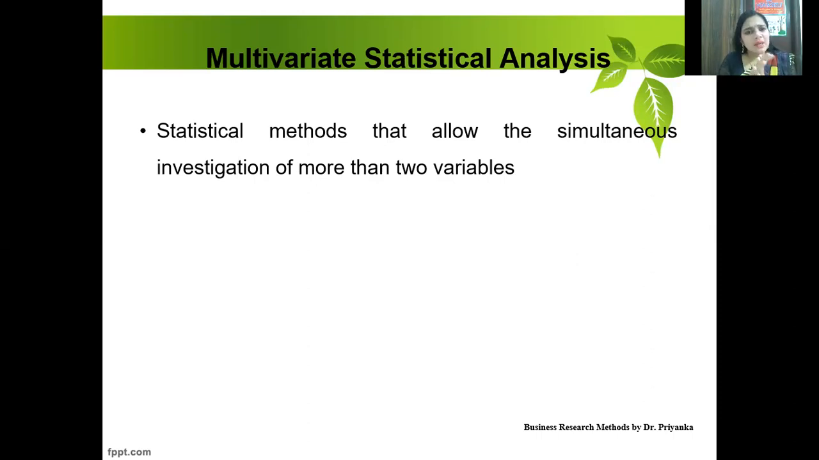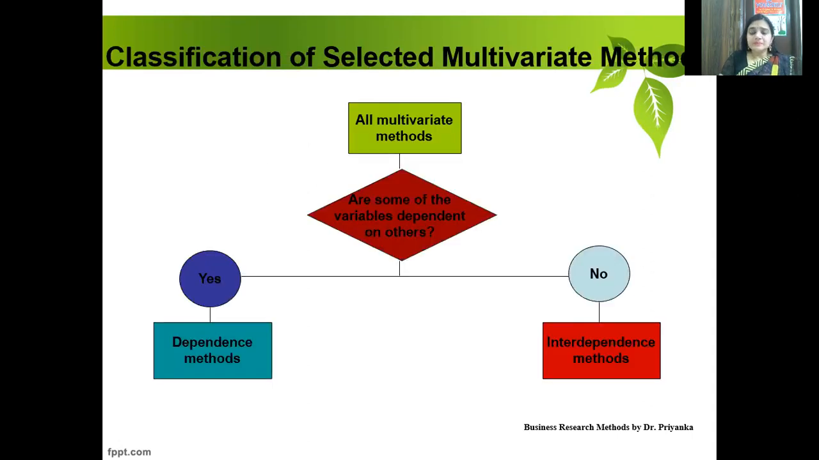Maybe you might try to understand their effect on each other, or their dependency, or whether they are associated or not, or anything related to those variables. If there are more than two variables which you are taking together and trying to analyze for one particular analysis, that would be your multivariate statistical analysis.